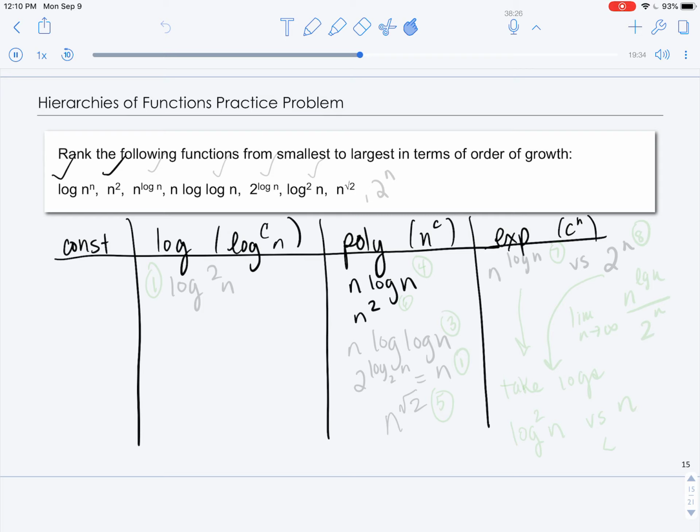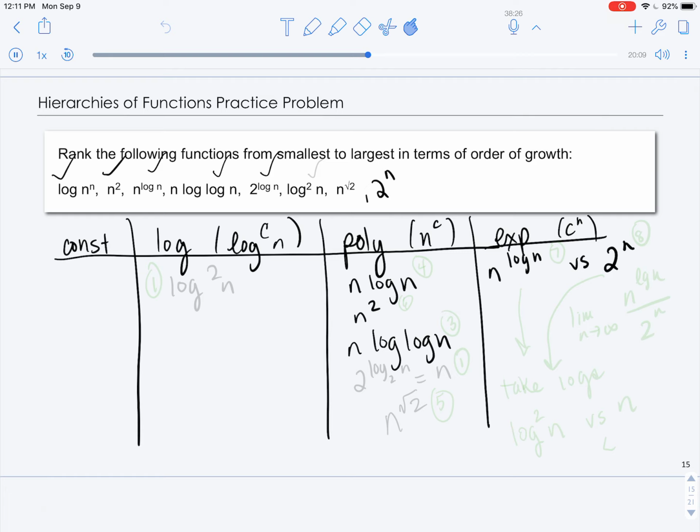n to the log n, not really quite sure. n to the log n is greater than constant, but I'm not quite sure if it's greater than exponential. So I'm going to put it in exponential, because I know it's greater, but I'm going to add 2 to the n because I'm not quite sure. I think this might be one of those that's in between. Then n log n, I'm going to put in poly because we have that n term.